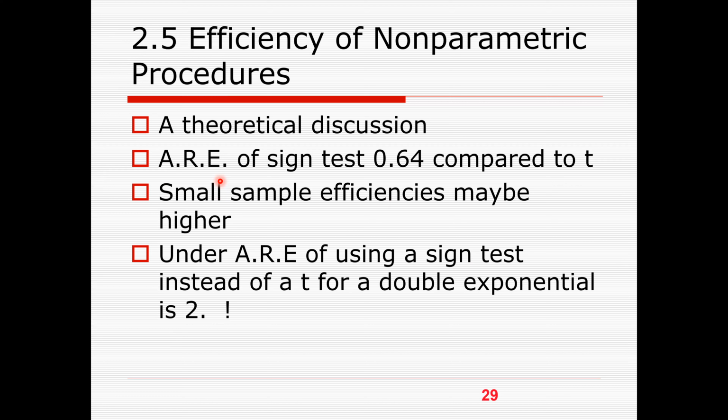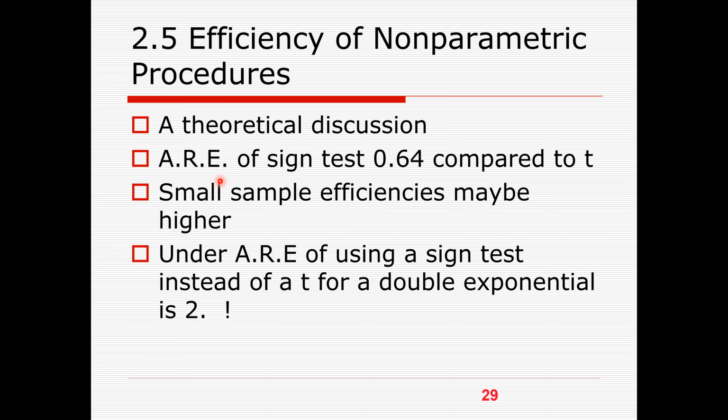So using ARE, the sign test relative to the t-test is as low as 0.64. It means the efficiency of the sign test is lower than the t-test. The performance of the sign test at small sample sizes is lower than at big sample sizes. However, more often than not, we do have small sample sizes, so we use the sign test. If we have a lot of data, sometimes we may not need to use nonparametric statistics, right? So this is a paradox.